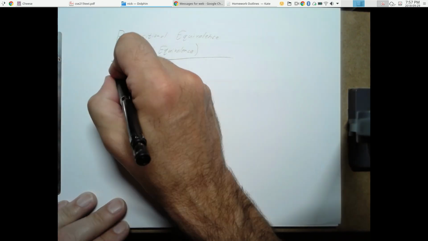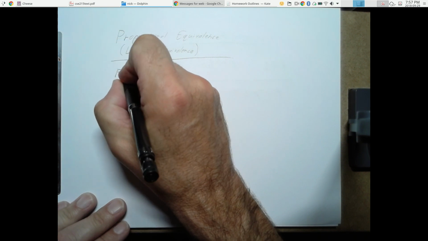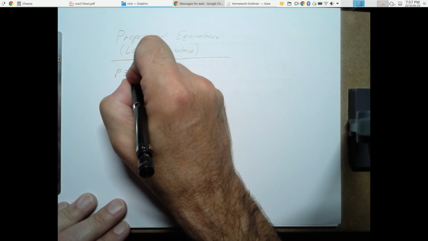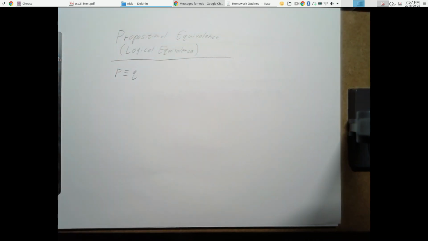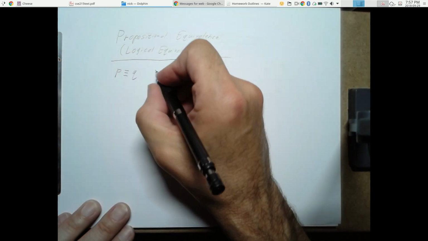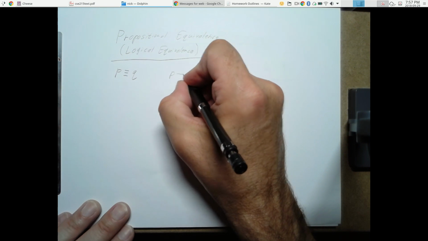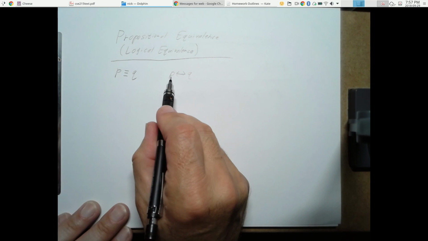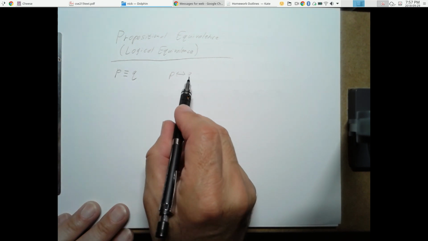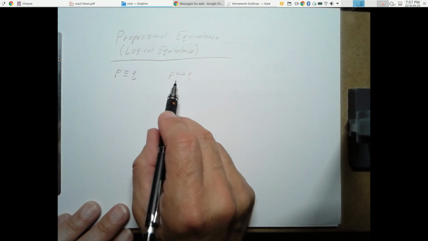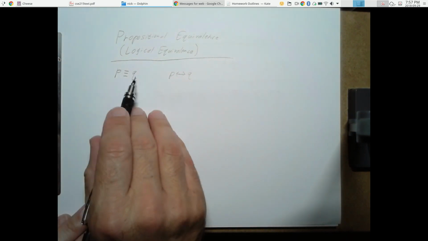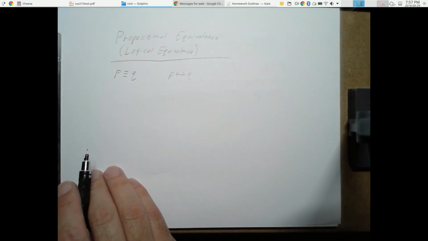And so when two propositions have the same truth value in all cases, we can write P is equivalent to Q, and it's this equal sign with 3 bars. And P is equivalent to Q is the same thing as P if and only if Q. This expression is saying if P is true, then Q is true, and if Q is true, P is true. So P and Q have to be true together, or they have to be false together. And that's just saying that they're logically equivalent. They have the same truth value in all cases.